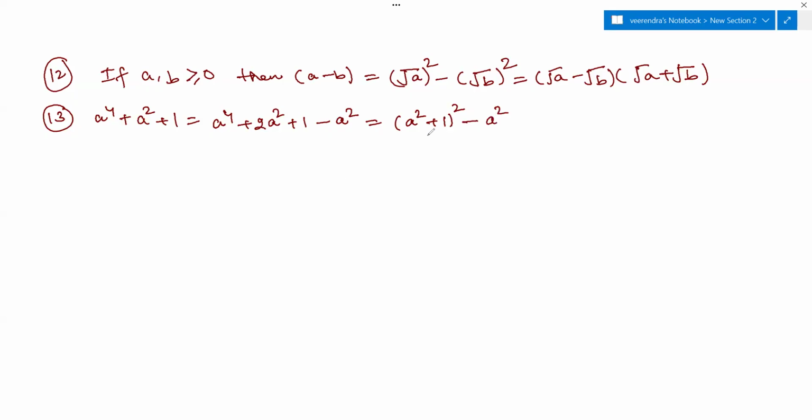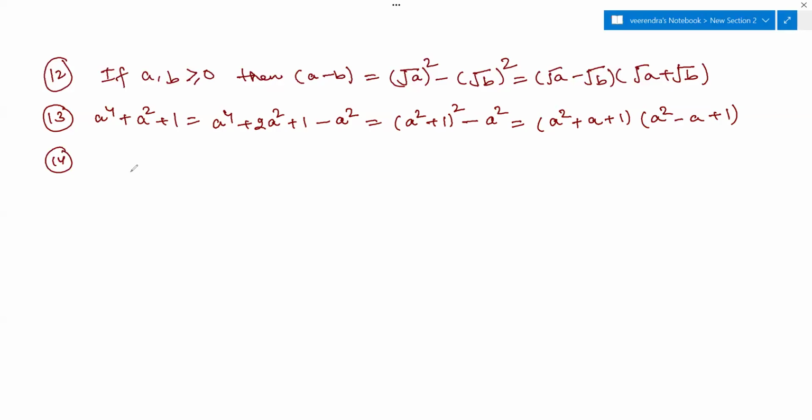So if we apply a square minus b square, now this can be written as a plus b into a minus b. So which is a square plus a plus 1, a square minus a plus 1. Next.